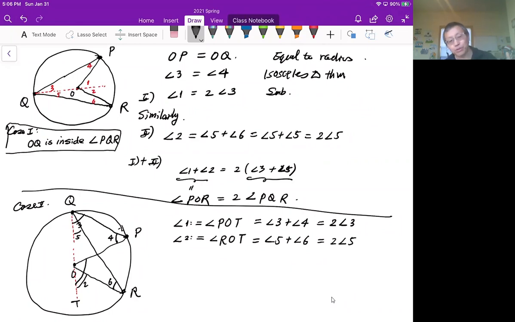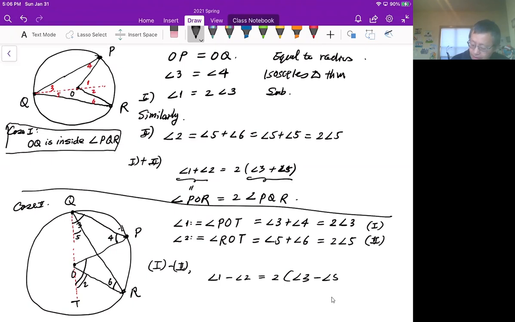Okay, now I'm going to do the subtraction. That's what I said: usually, if the positions change, the part that was originally a sum, now you take the difference. So this is my first equation, and this is my second equation. I take the first equation minus the second equation. I get angle 1 minus angle 2 equals 2 times (angle 3 minus angle 5). Well, what's angle 1 minus angle 2? That's exactly what I'm looking for, right?